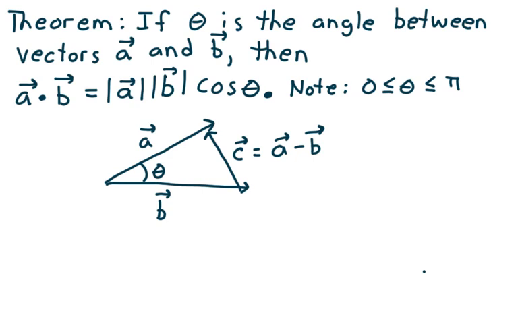Now, let's take a look at the proof. And if you notice, I have a picture here. So here's vector A, highlighted in blue. Here's vector B that I'll highlight in red, right here. And I claim if I go from here to here, I get vector A minus B. So I just let C equal the difference between vectors A and B.